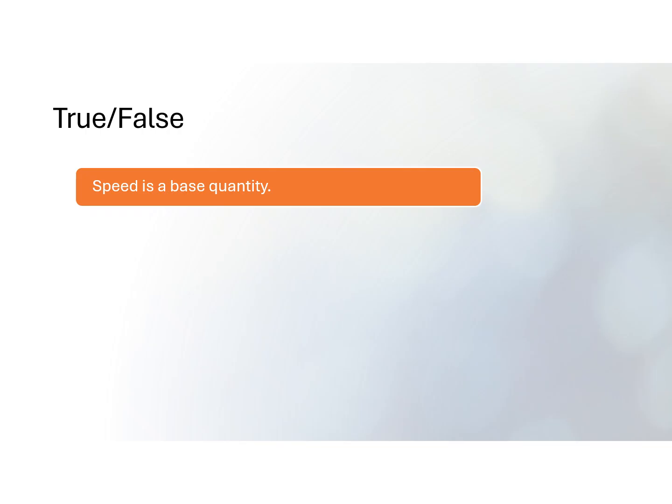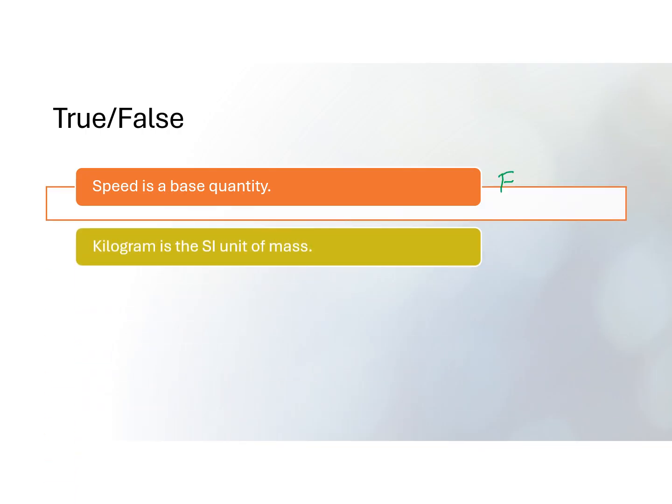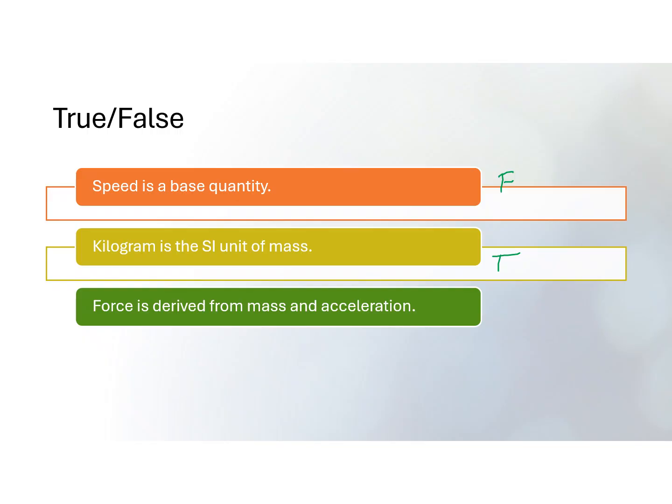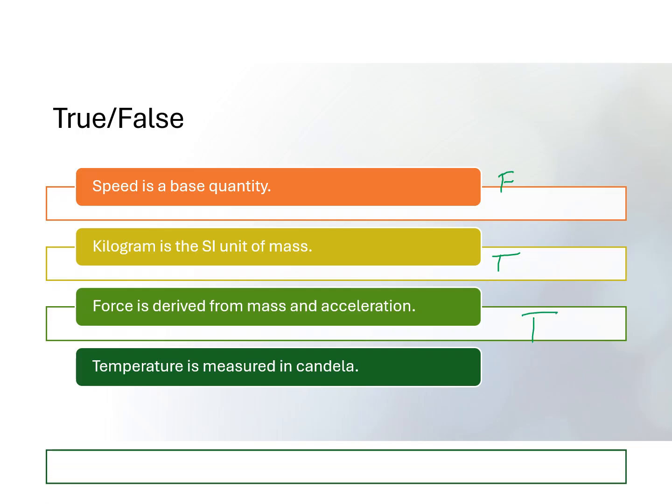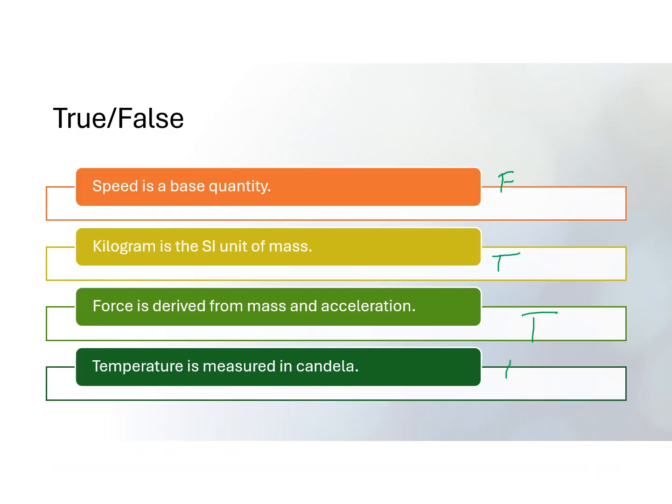Now let's check our understanding. So far, speed is a base quantity. Is it true? False, because speed is made from length and time, so it is a derived quantity. Hence, it is false. Kilogram is the SI unit of mass. Right, it is true. Force is derived from mass and acceleration. True. Temperature is measured in candela. It's false.